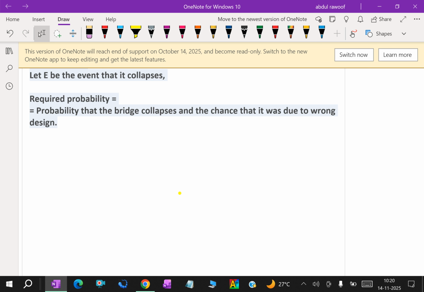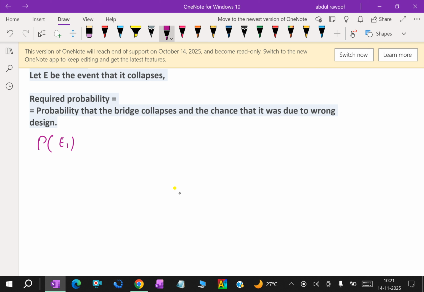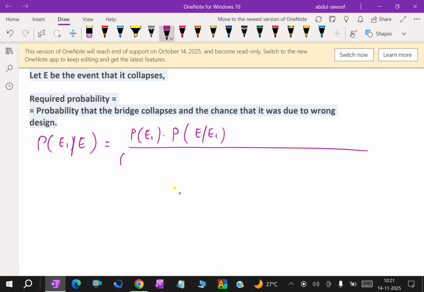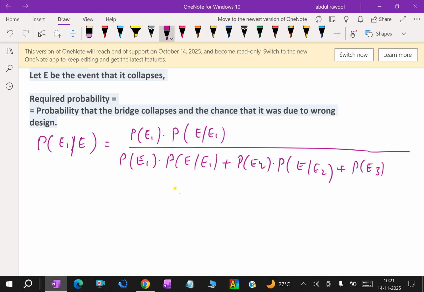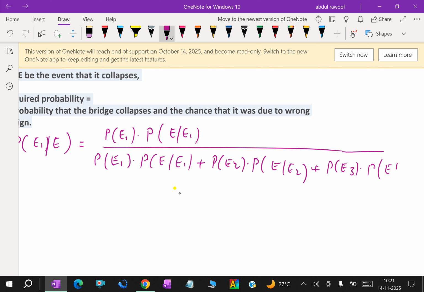Here, P of E1 by E equals, by Bayes theorem, P of E1 into P of E over E1, over, starting with E1, P of E1 into P of E by E1 plus P of E2 into P of E over E2 plus P of E3 into P of E over E3.